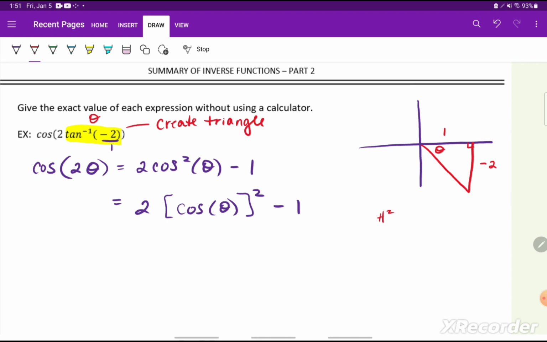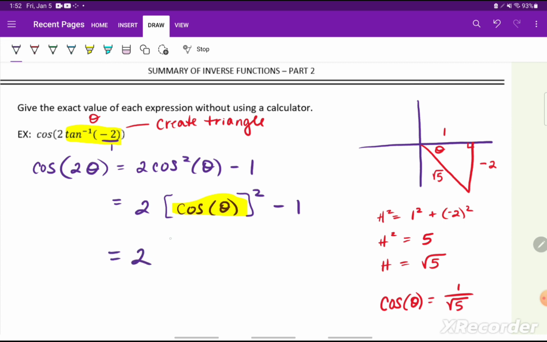So our hypotenuse squared is going to be 1 squared plus -2 squared. We're going to get a hypotenuse of the square root of 5. So cosine of theta is going to be adjacent over hypotenuse. Now, personally, I wouldn't spend the time rationalizing this because I'm going to plug it in to this expression and clean it up. So I'd wait because there may not be the need for rationalizing once we plug it in and clean it up.